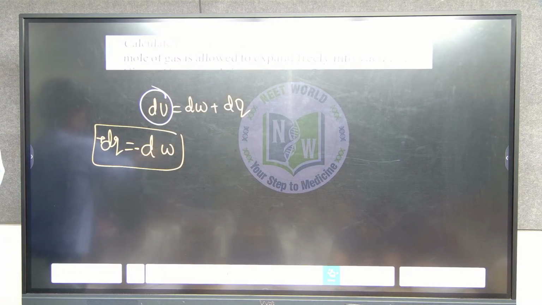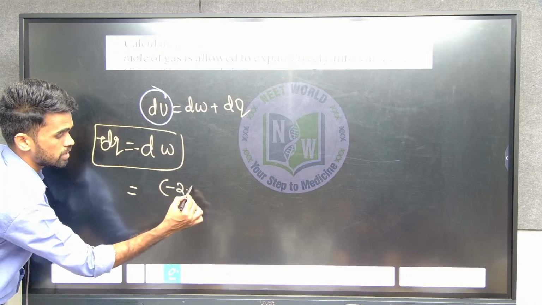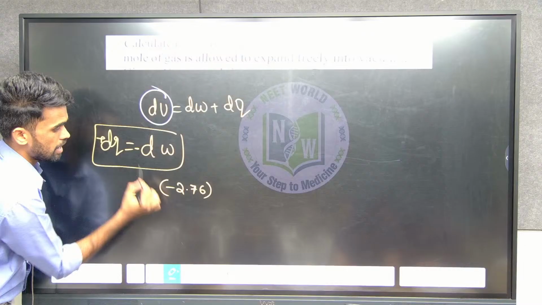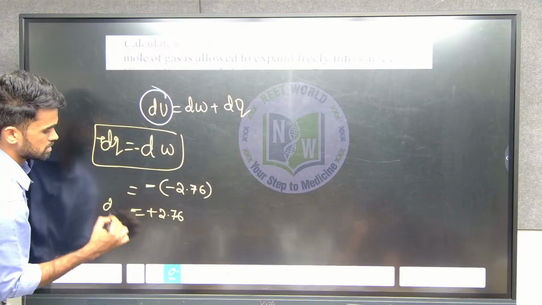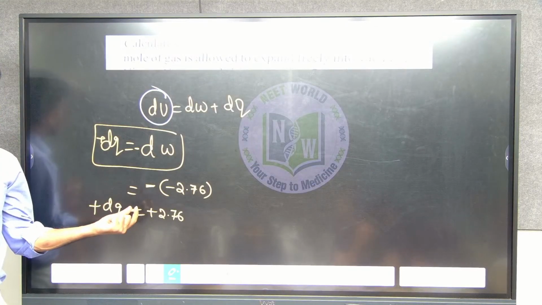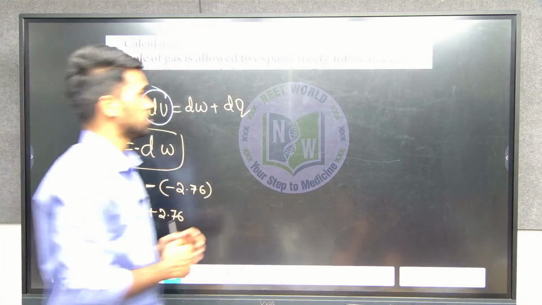You tell me. Work done is minus 2.76. See, this is work done by the system. Again you put minus, so plus 2.76 is the amount of heat absorbed during the process. It means the same value with opposite sign. Okay, remember this line.